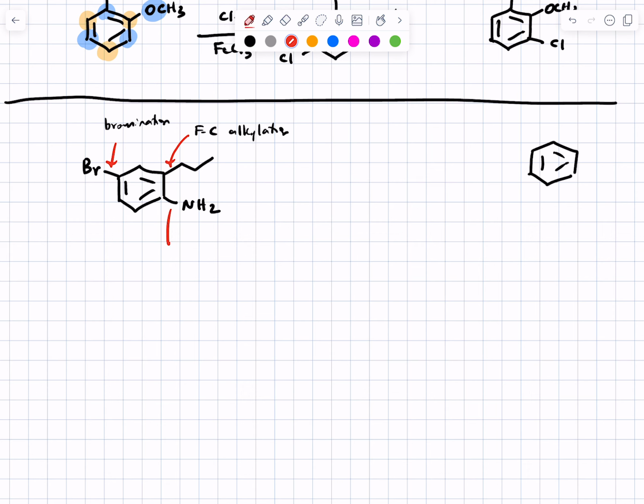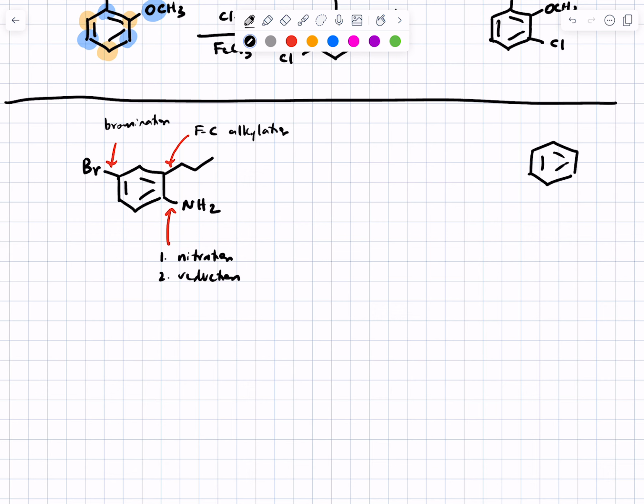And then the aniline, how do I do that? I don't have a way to do it directly. What's my strategy there? Do nitration first and then reduction afterwards with hydrogen and palladium on carbon, right?